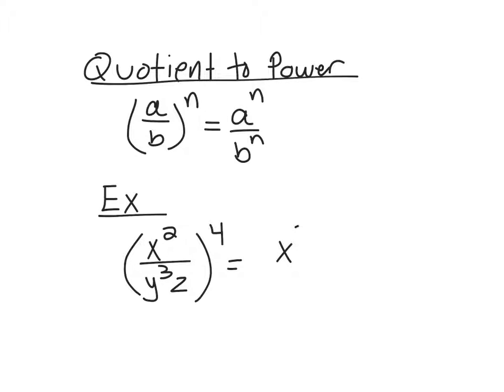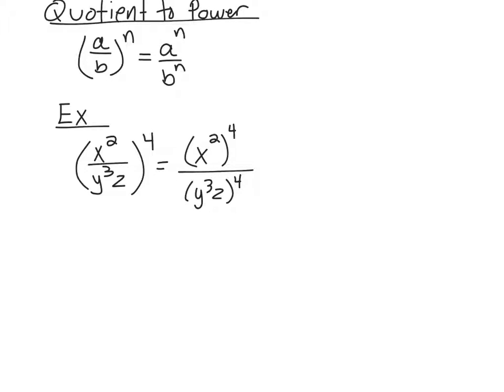The first thing I would do is apply the quotient to power. And so I'm simply applying that 4th power to everything. Now that I've done that, I'm going to apply a power to power in the numerator and a product to power in the denominator. In the product to power, I'm doing y cubed to the 4th, so y to the 12th, and then z to the 4th.